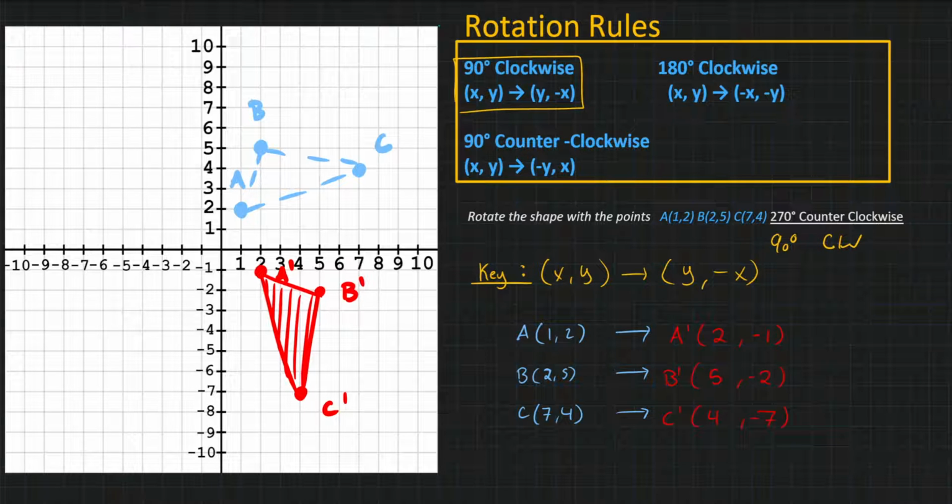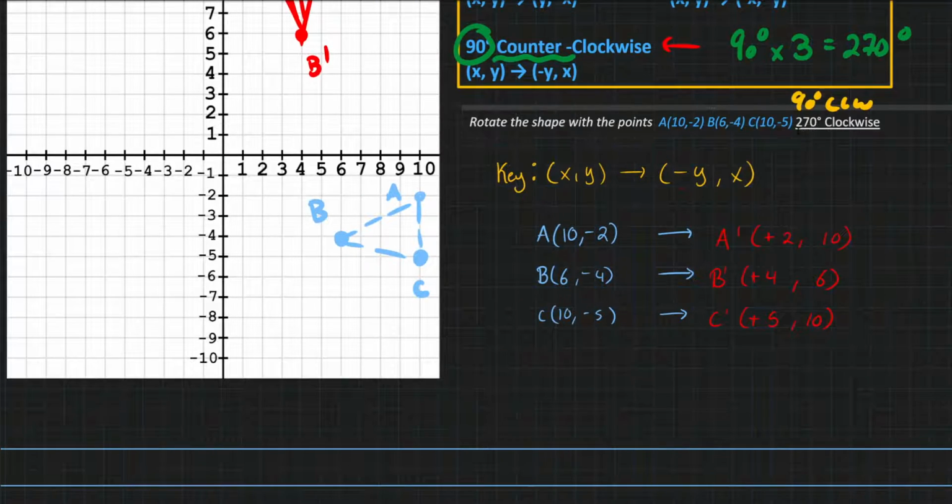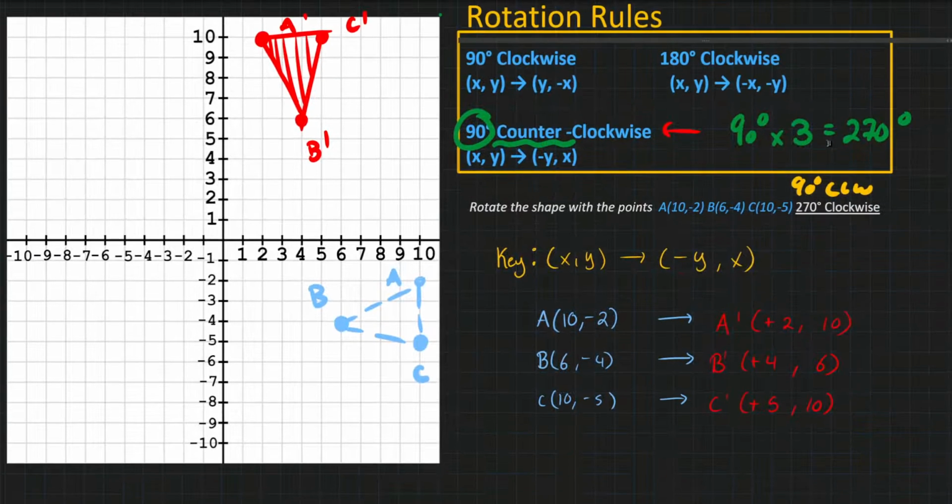In summation, 270 degrees clockwise or counterclockwise isn't that crazy of a switch. We just use the 90 degrees version of its opposite. So 270 counterclockwise was 90 clockwise, and 270 clockwise was 90 counterclockwise.